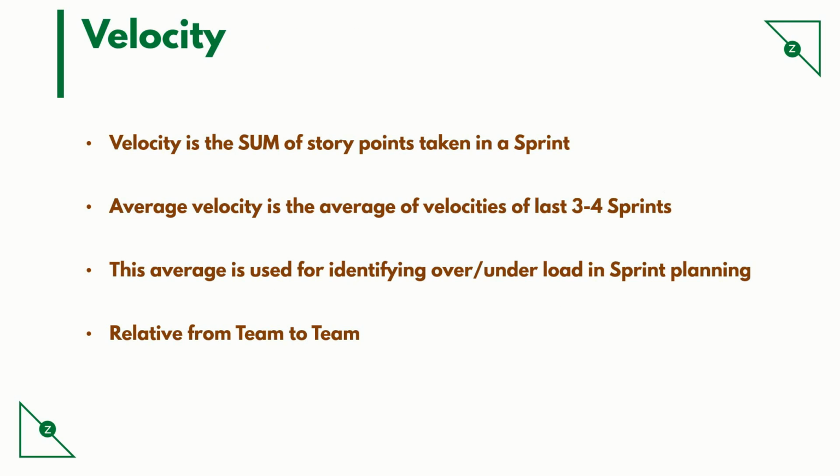Velocity. Velocity is the sum of story points taken or delivered in a sprint. Average velocity is the average of velocities for the last 3 to 4 sprints. We'll look at an example in the upcoming slide. This average is used for identifying over or under load in upcoming sprints. Keep in mind that velocity differs from team to team.